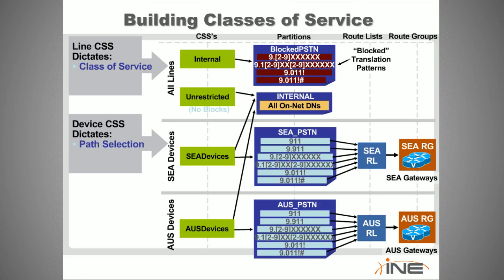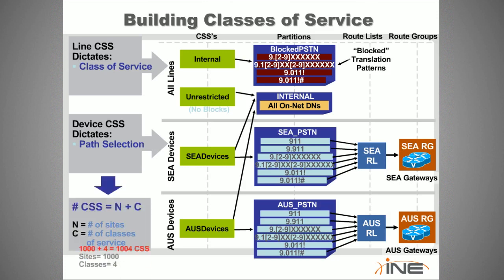Okay, so now we look at the device CSS dictates path selection. This CSS points only, other than internal, to the route patterns that point only to the Seattle route list and point only to the Seattle route groups and gateways. And our Austin devices point only to the Austin route patterns, the Austin route lists, and the Austin route groups and gateways. So now, instead of n times 4, which is what we had last time, number of sites times number of class of restrictions, we now have n plus 4. So instead of 1,000 times 4 equaling 4,000, we've now got n plus 4, or 1,004.